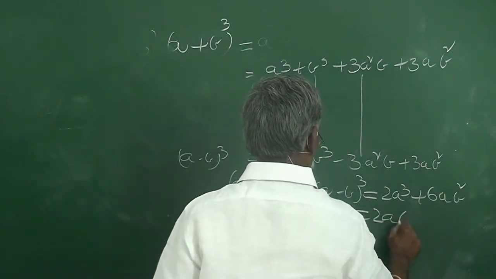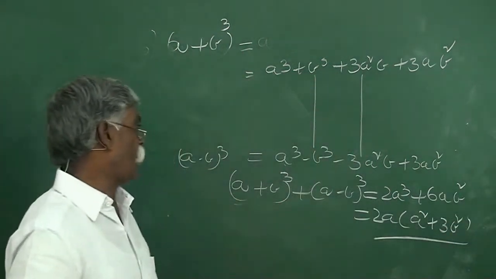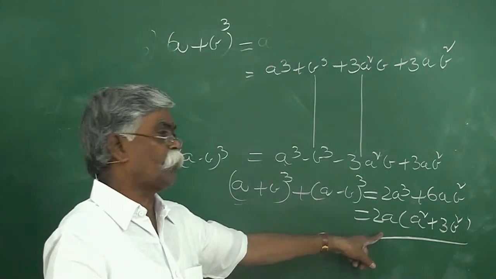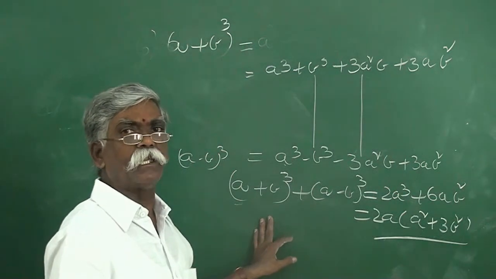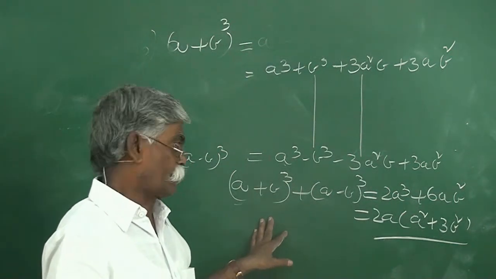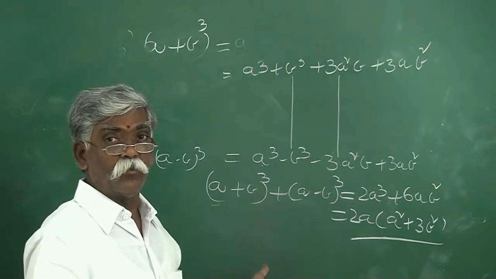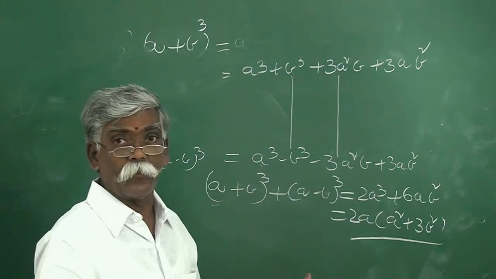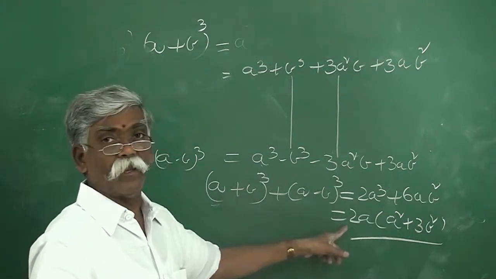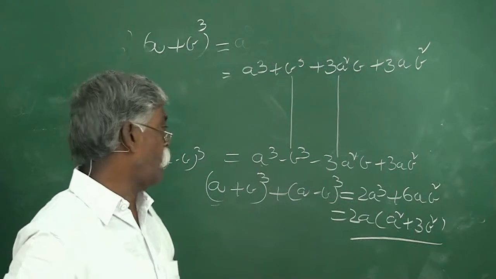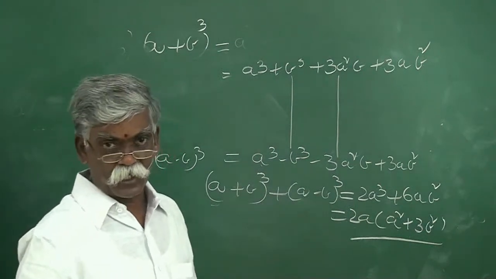This is 2a into (a square plus 3b square). So (a plus b) whole cube plus (a minus b) cube is equal to 2a into (a square plus 3b square). This is very much useful in solving the problems of surds at higher level. That means problems in surds which we come across in EEE, AEEE, EAMCET, and also for IIT and all things. This will be sometimes very useful. So (a plus b) whole cube plus (a minus b) whole cube is 2a into (a square plus 3b square).